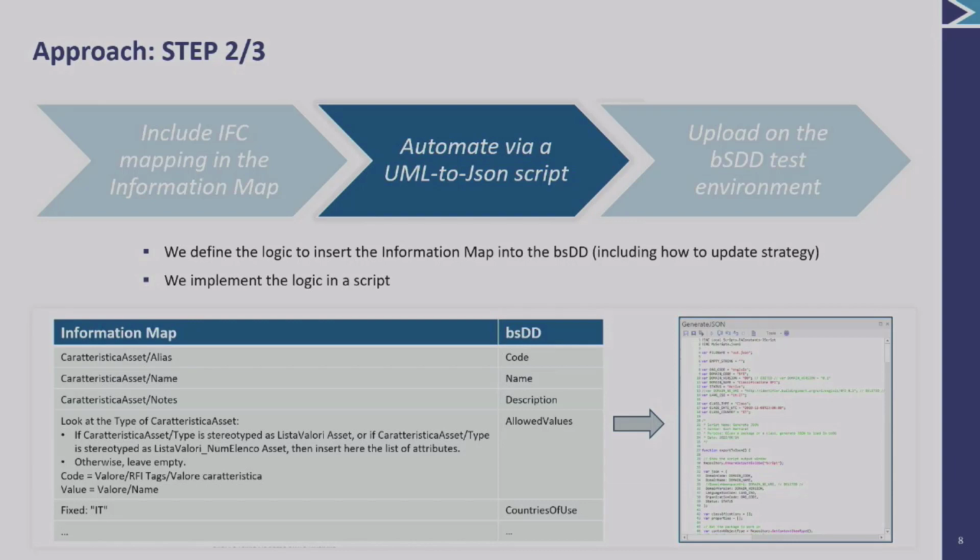And of course, this strategy needs to account for updates, because their information map gets updated almost every year, because they keep adding assets to their portfolio, right? So whenever there's a change in their information model, there has to be a change in the dictionary, otherwise they cannot use this in contracts, right? So we did exactly that. We found the matching concepts between the two data models, and we developed a script that would do this automatically, going from UML to bSDD.